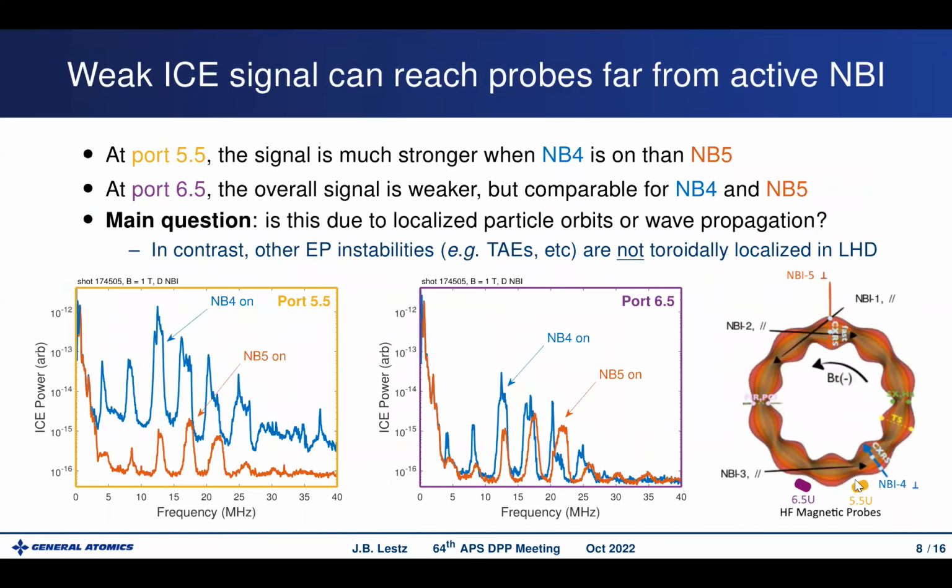So usually, you detect ICE most strongly on the probe that's close to the beam that's turned on. But it turns out there are some cases in LHD where even when the faraway beam is on, you can still detect a weaker ICE signal on this probe. And so you can see that here when the close beam is on versus the far beam is on. And so this is very interesting, and we want to understand if this is due to the fact that the particle orbits that are driving ICE may be localized, or maybe it has something to do with wave propagation.